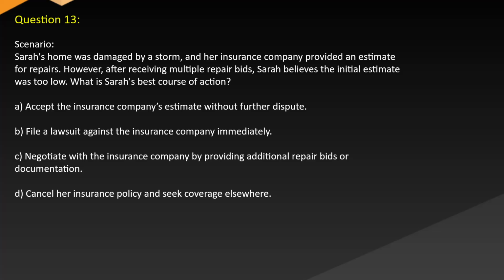Question 13 scenario. Sarah's home was damaged by a storm and her insurance company provided an estimate for repairs. However, after receiving multiple repair bids, Sarah believes the initial estimate was too low. What is Sarah's best course of action? A. Accept the insurance company's estimate without further dispute. B. File a lawsuit against the insurance company immediately. C. Negotiate with the insurance company by providing additional repair bids or documentation. D. Cancel her insurance policy and seek coverage elsewhere.